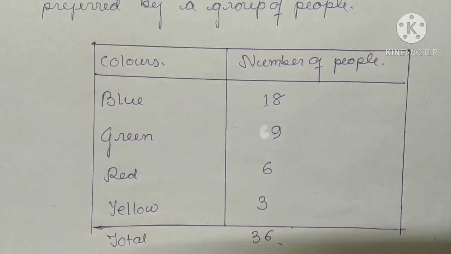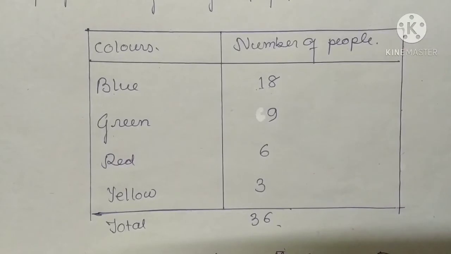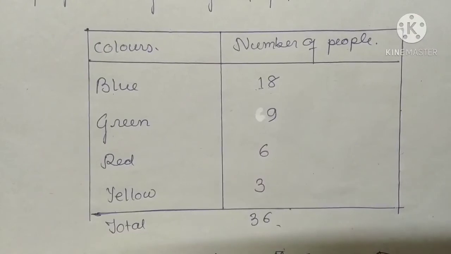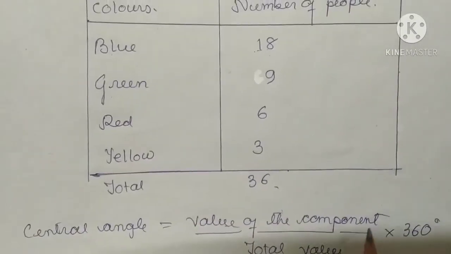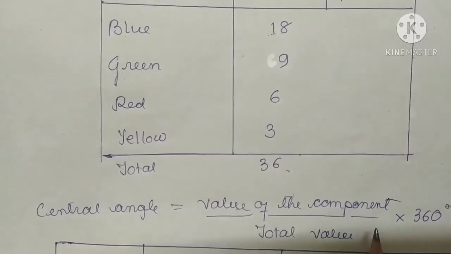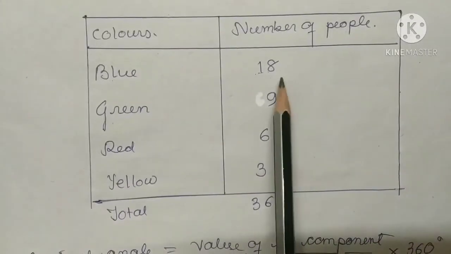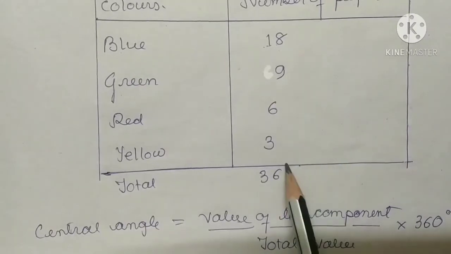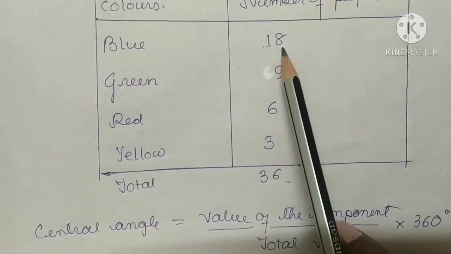Before we start constructing the pie chart, we should know some facts about it. Since we are representing the pie chart in terms of a circle, we know that in a circle the total angle is 360 degrees. Means the central angle of a circle is 360 degrees. So first we have to find out the central angle. The total number of people is 36, isn't it? So out of 36, how many people like blue color?